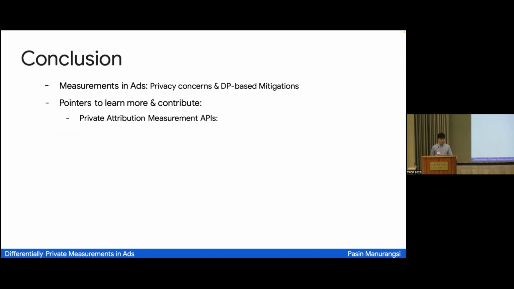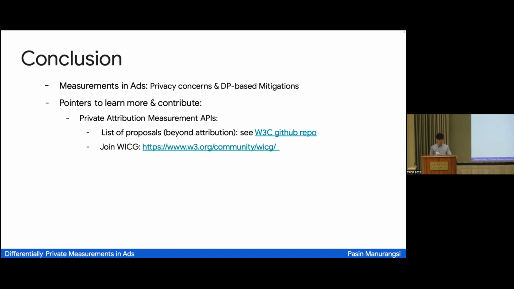There are a few pointers if you want to learn more. Again, there is the GitHub repo of W3C where you can go and look at all the proposals around. You can also join the WICG group to discuss more about these proposals, and you can also discuss every specific proposal on their specific GitHub website as well.